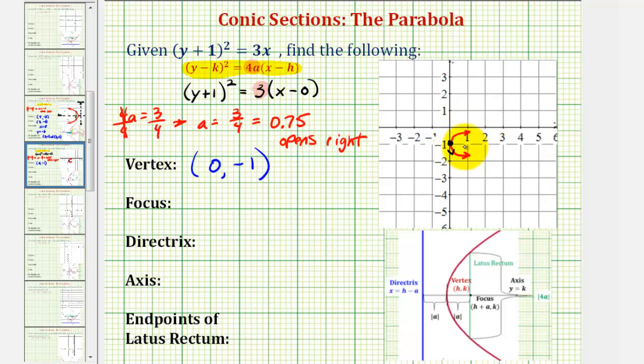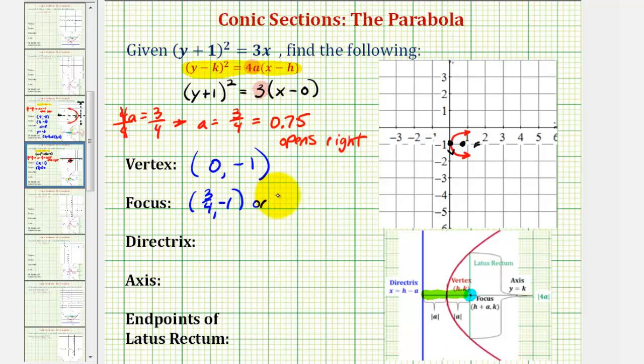The reason this helps is because we know that the focus will be to the right of the vertex or inside the parabola, and the directrix will be to the left of the vertex or outside the parabola. And the distance from the vertex to the focus, or this distance here, is equal to the absolute value of a, and so is the distance from the vertex to the directrix. And since a is equal to 3/4, the focus will be 3/4 or 0.75 units to the right of the vertex, approximately right here. Which means the coordinates of the focus would have to be (3/4, -1).